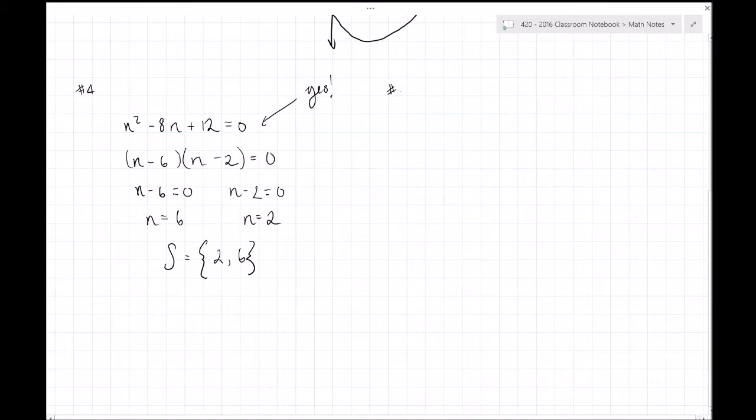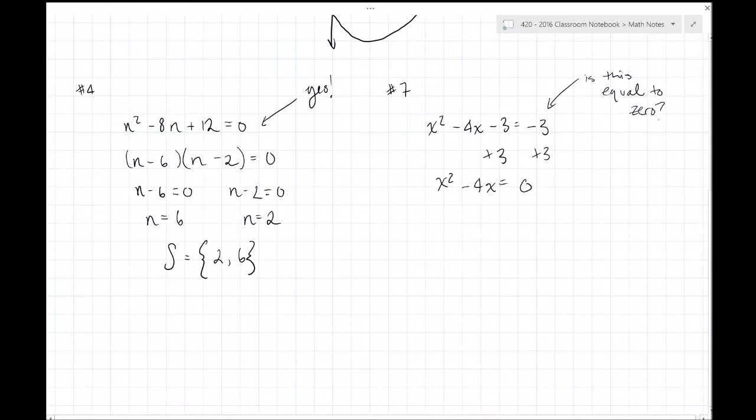Number 7 is a little bit more complicated, but it's not really any harder once you realize what the trick is. So x squared minus 4x minus 3 equals -3. So remember, first thing we got to do, is this equal to 0? It's not, so we have to add 3 to both sides of the equation. We get x squared minus 4x equals 0.